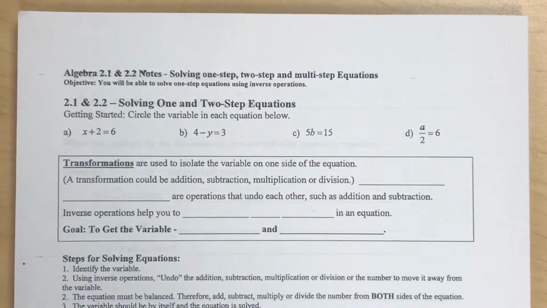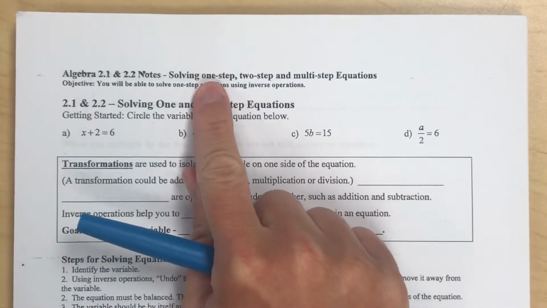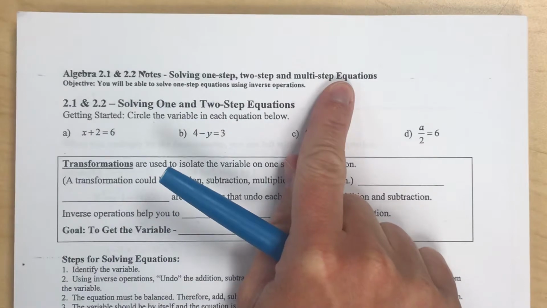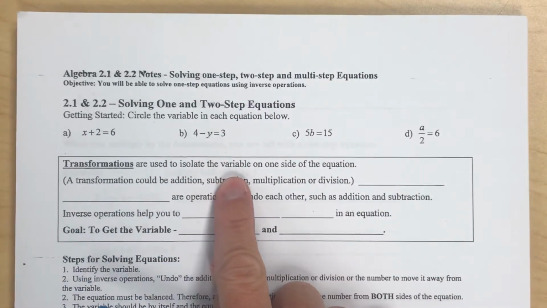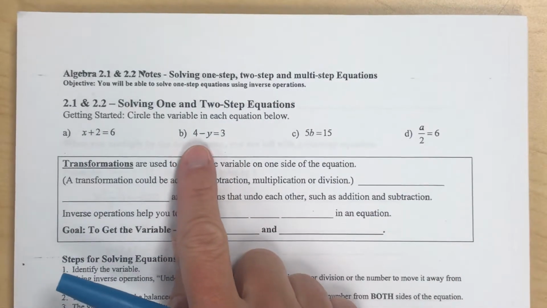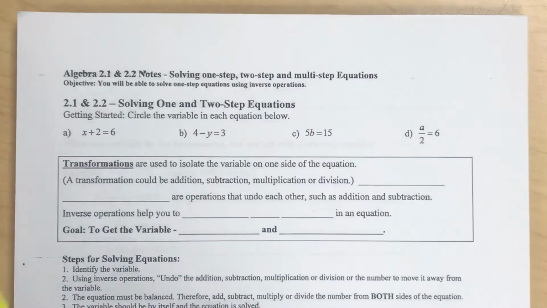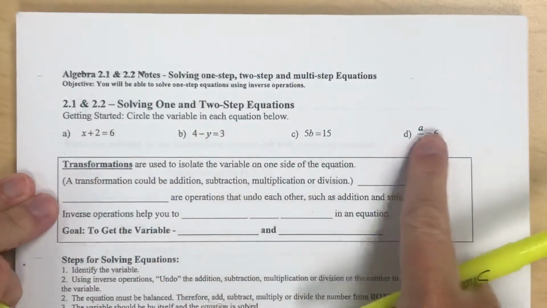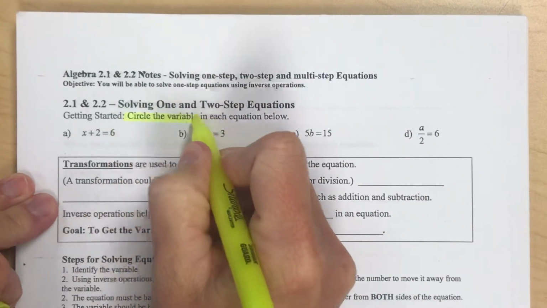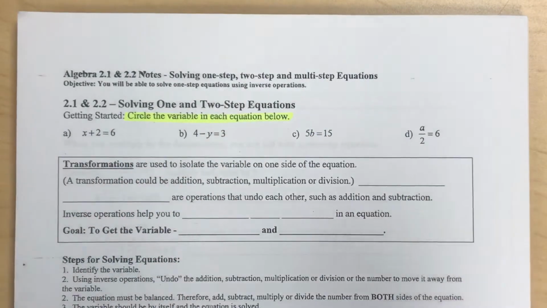In this video, I'm going to show you how to solve one-step, two-step, and multi-step equations. But first, what I'm going to do is start with identifying the variable in your equation. So as I look at these four examples here, what I'm going to start with is just looking for the letter that I'm going to solve, and that's kind of your first step.